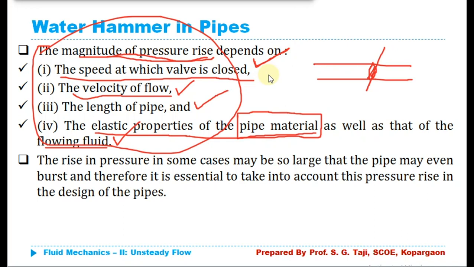If you reduce the speed and take more time to close that valve, if you go gradually, obviously the effect of the water hammer phenomenon will be reduced to a certain extent. Again, if we maintain the velocity of flow up to a certain extent, the water hammer effect and the magnitude of the pressure rise would be reduced. Again, length of pipe, and selecting a particular pipe material. Obviously, this factor we cannot control in most cases.